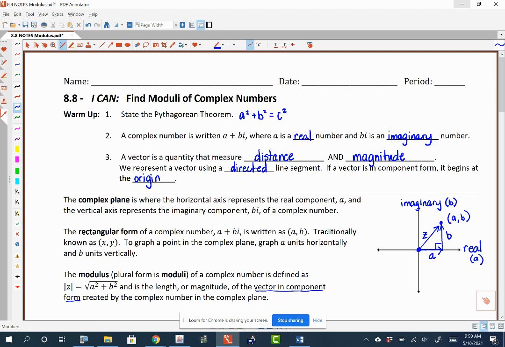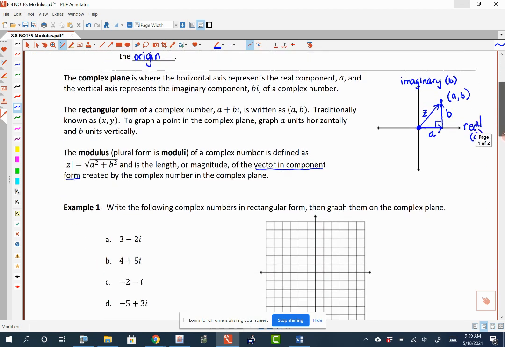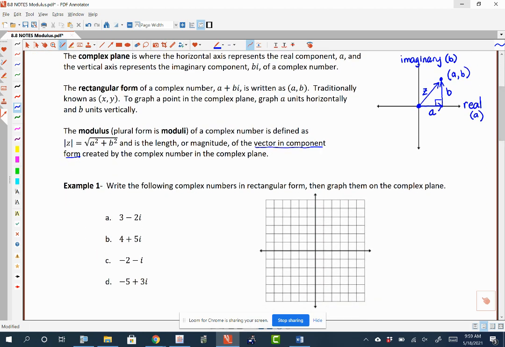So let's go ahead and practice a little bit of graphing. Example 1 says to write the following complex numbers in rectangular form, that new (a, b), and then we'll graph them on the complex plane. On my complex plane, I know I have real on that horizontal axis, and I have imaginary on that vertical axis. All of these are in complex form currently.